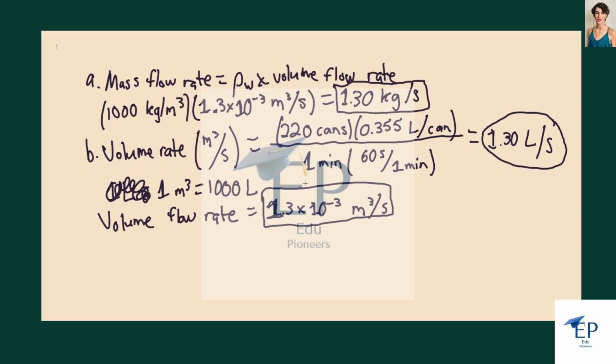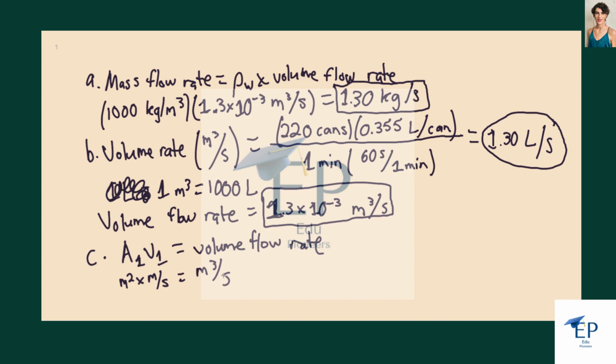Now, it's asking us what is the speed of the soda in the first section of the pipe. And we can say that the cross-sectional area times the velocity is going to equal the volume flow rate. This makes sense. The cross-sectional area is in meters squared. The velocity is going to be in meters per second. And of course, that'll give us meters cubed per second. So dimensionally, this makes sense.